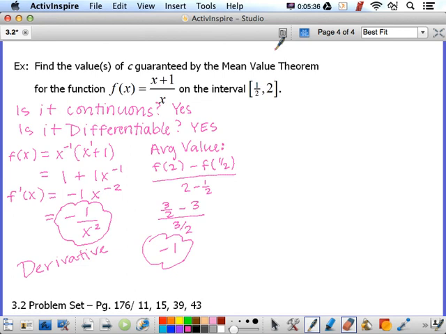Okay, so now that we have the derivative and we have the average value, the mean value theorem says that we should be able to set those equal, solve for x, and there has to be at least one of those x's that's between 1/2 and positive 2. So let's look. Negative 1 over x squared equals negative 1. So if I cross multiply, I get negative 1 equals negative x squared, or x squared equals positive 1. X is plus or minus 1, but only one of these applies to the mean value theorem. Which one? Positive 1. So we say that the c value is positive 1.